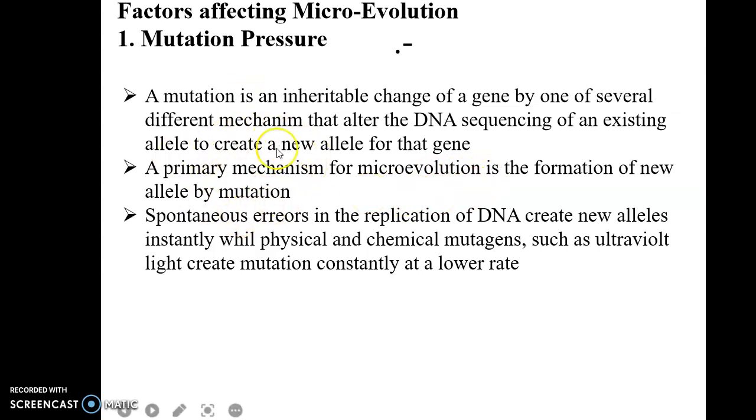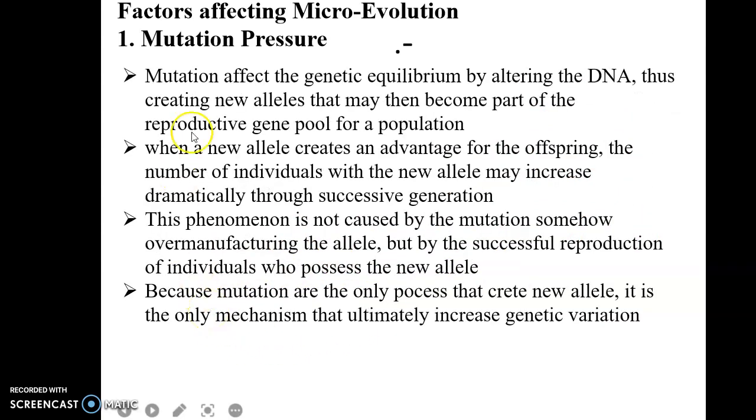This mutation could be any spontaneous error which happens during the process of DNA replication, or it could be caused by physical or chemical mutagens. For example, UV radiation can create mutations. So mutations affect the genetic equilibrium by altering DNA and thus creating new alleles that may become part of the reproductive gene pool for a population.